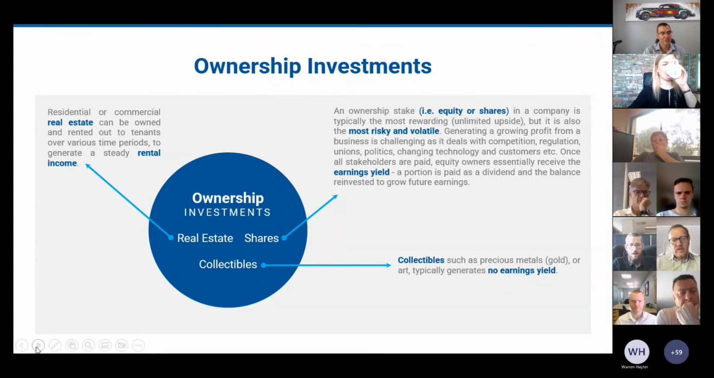So under ownership, we understand real estate. You own an asset, own a building, residential, commercial, rent it out, derive a rental income.